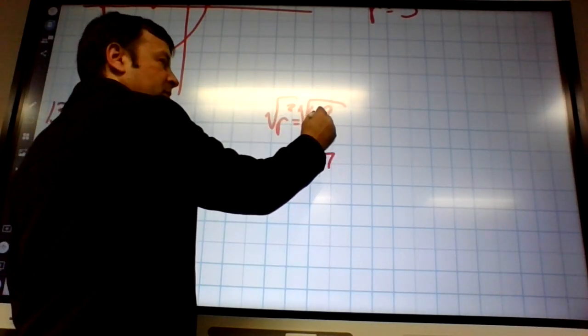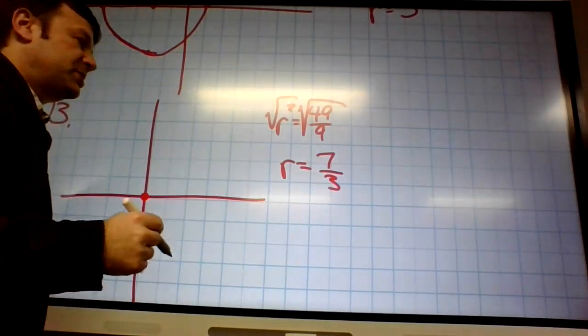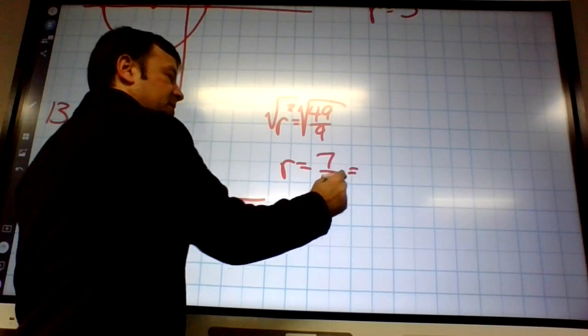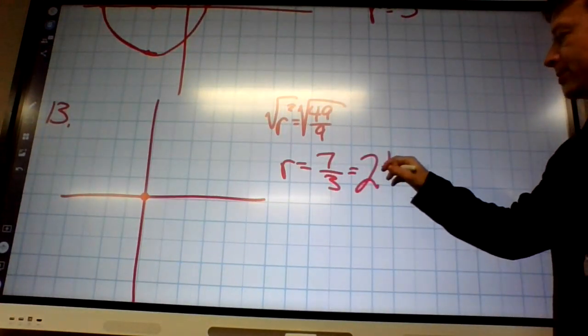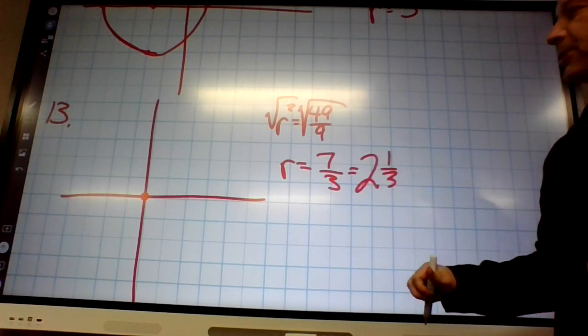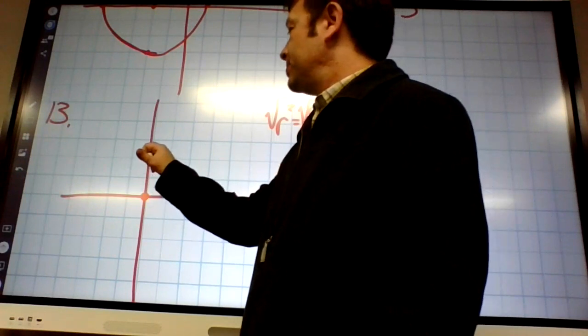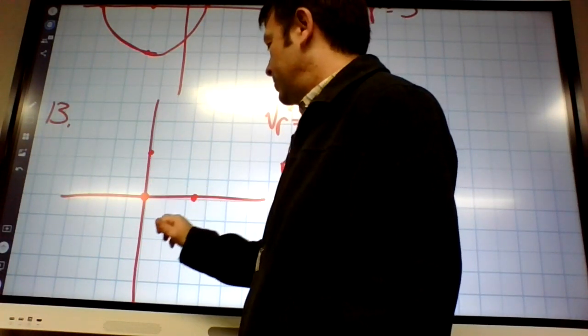What times what equals 49 over 9? 7 over 3. Which turns into what as a mixed number since we have to graph this? 2.5. 2 1/3 keeps the denominator. So I'm going to go up 2 1/3, about right there, and right 2 1/3, and down.